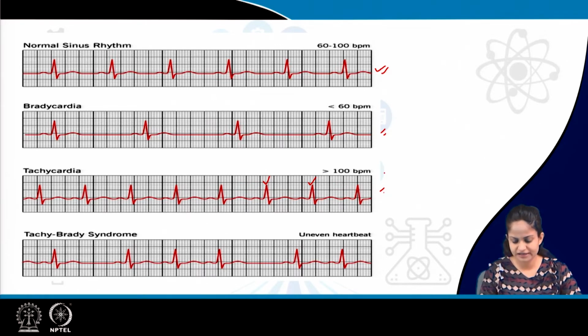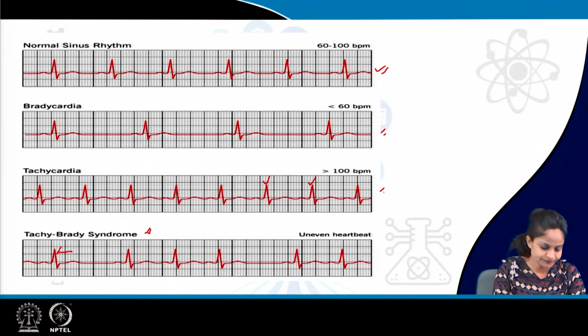So, 1500 divided by 15 is 100. So, it will be around 100 or 105 beats per minute. Then there is a syndrome where bradycardia is ongoing, and along with that we suddenly get tachycardia. That syndrome is known as tachy-brady syndrome.